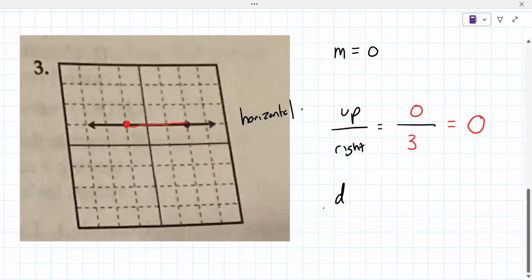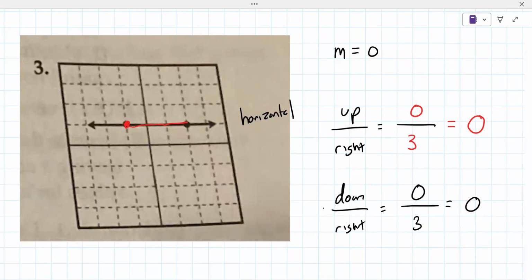Now, let's say you thought, oh, I'm going to go down and to the right because maybe it's different the other way. Where you're going 0 down and 3 right is still 0. Okay. You could do it either way. Yes.